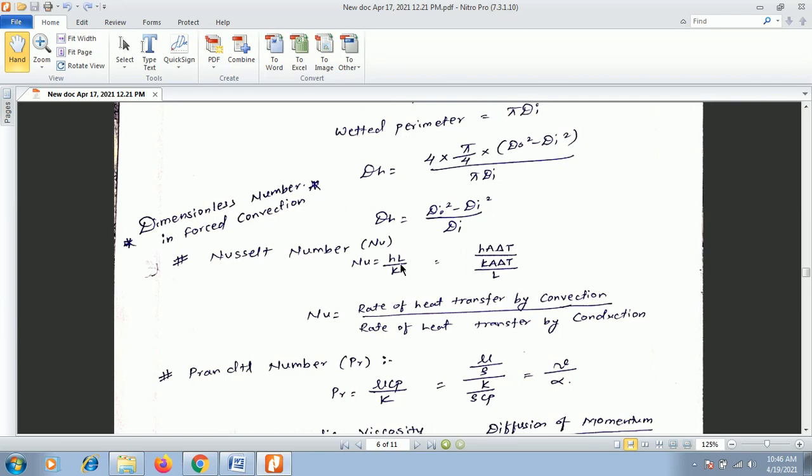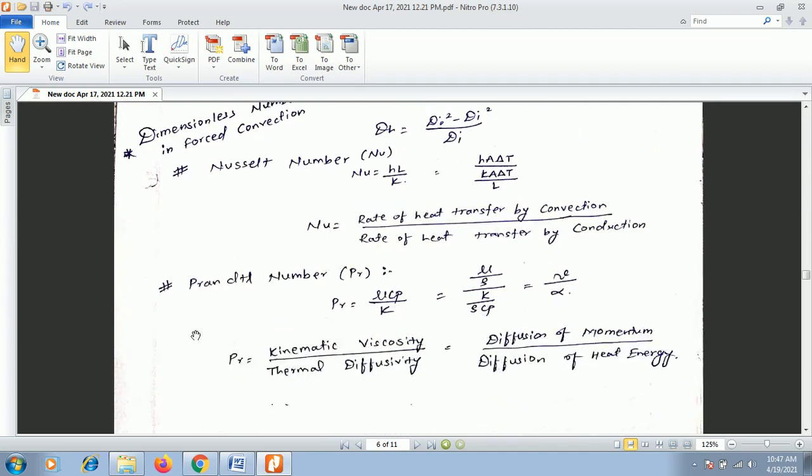It is given by hL divided by k, where h is the heat transfer coefficient, L is the characteristic length and k is the thermal conductivity of the fluid. So it is the ratio of the rate of heat transfer by convection to the rate of heat transfer by conduction.